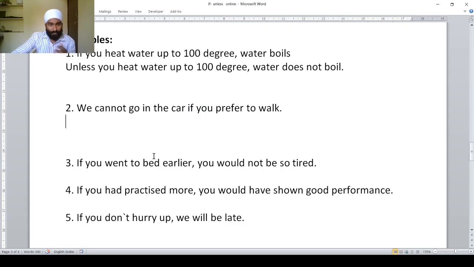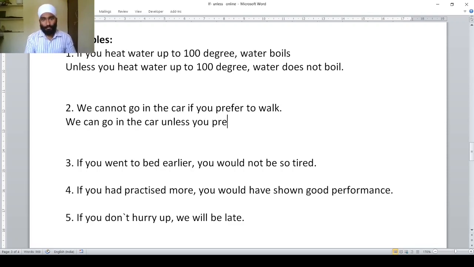Let us solve this example. We cannot go, we can go in the car unless you prefer to walk. Let us see how the sentence has become.